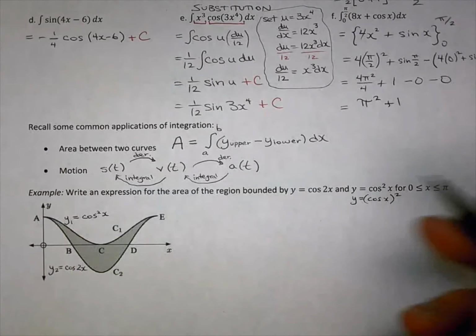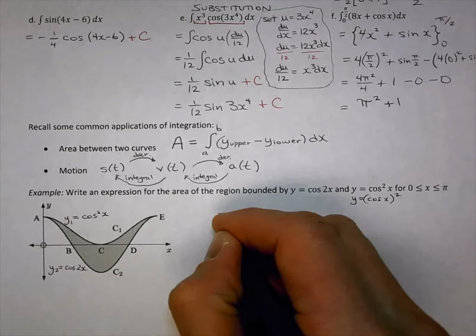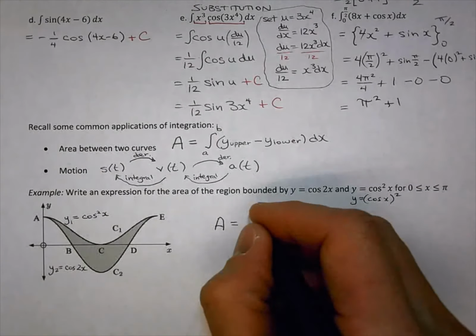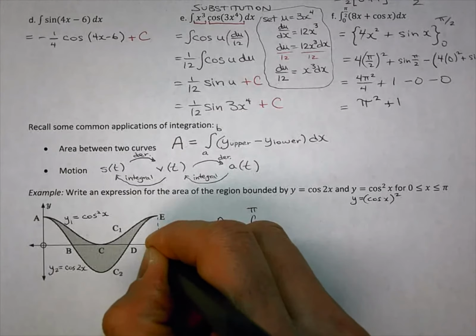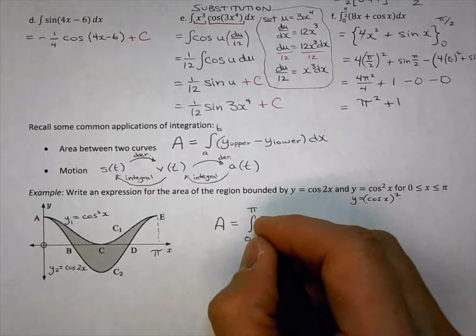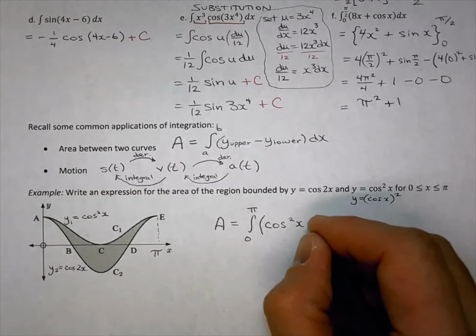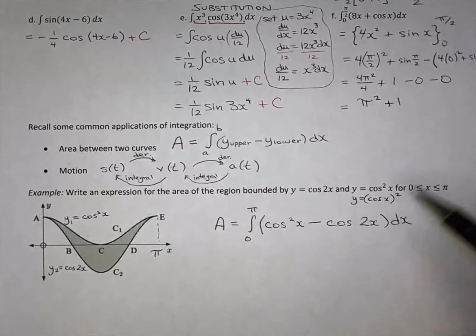So if I want to find the area of the shaded region, I'm going to use that strategy that I just had up here. I'm going to take the integral from 0 to pi, because that's where this point was, I guess. Assume it's pi. And then I take my upper curve, which is cos squared x, and I subtract my lower curve, which is cos 2x. Great. That's my expression for the area. That's an amazing application, and that was the big application we learned in our grade 11 course.